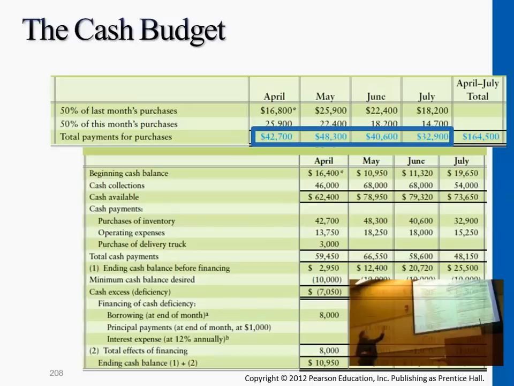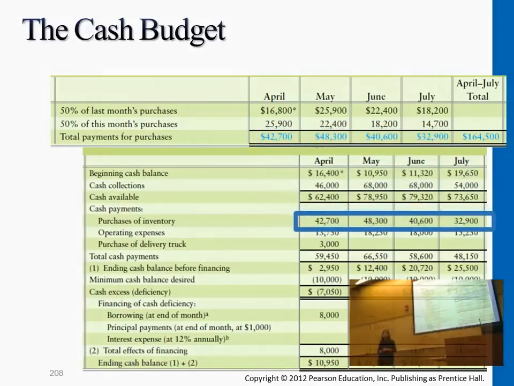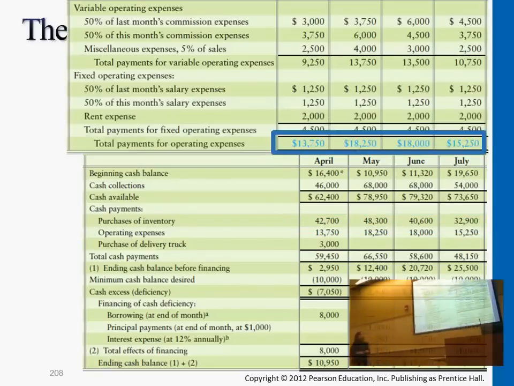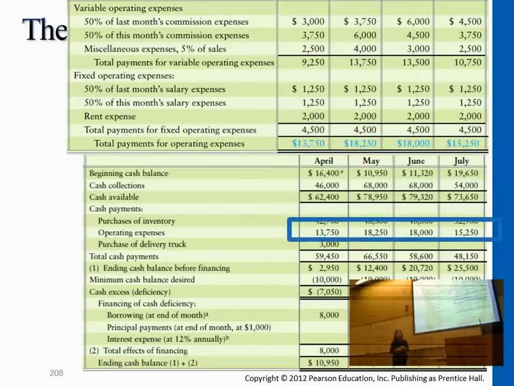Now the middle part here, cash payments, we use whatever payment we made for inventory purchases. Remember, half of it this month, half of it next month. The blue highlighted number, total payments, transfers to the cash budget. Operating expenses, we just did a pretty lengthy table there: variable expenses, fixed expenses. Again, we transfer the summary amount into the cash budget. So this table's upper part really just combines what we did in the first three tables.